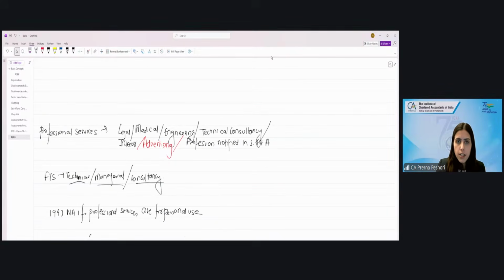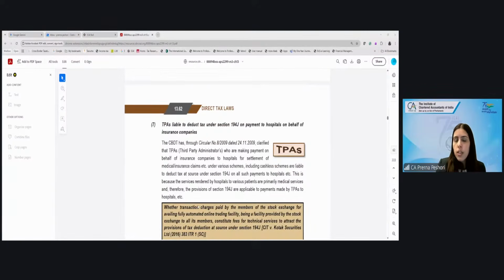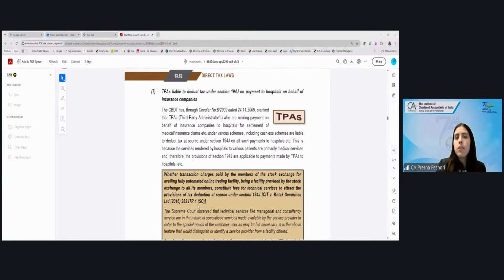Let me just reshare the screen of the module. So there is one particular circular with respect to the third party administrator. So what happens is when you go to a hospital and there is an insurance claim, right? So you would see in each of the hospital there are TPA department, which are known as third party administrator, who are sitting on behalf of the insurance companies.